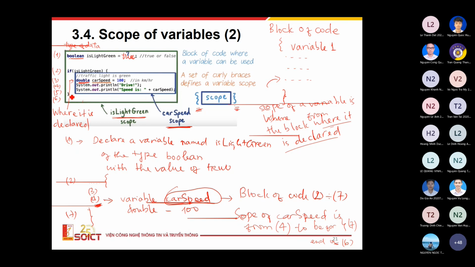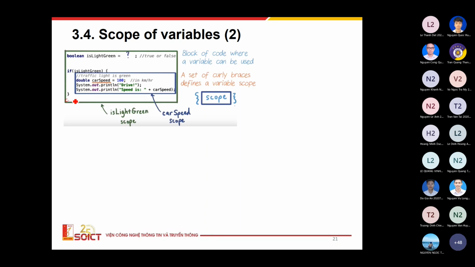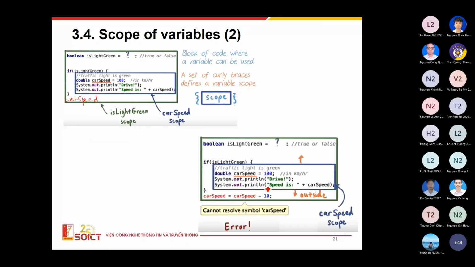Okay, and it ends at the close bracket. And so what will happen if you call the car speed here? That means after the close bracket, you call car speed. For example, here you have a comment. You want to get the current value of car speed, and you minus it 10, and you assign again to the car speed. You will get the error because this is outside the scope. So outside the scope, it cannot understand what is car speed.